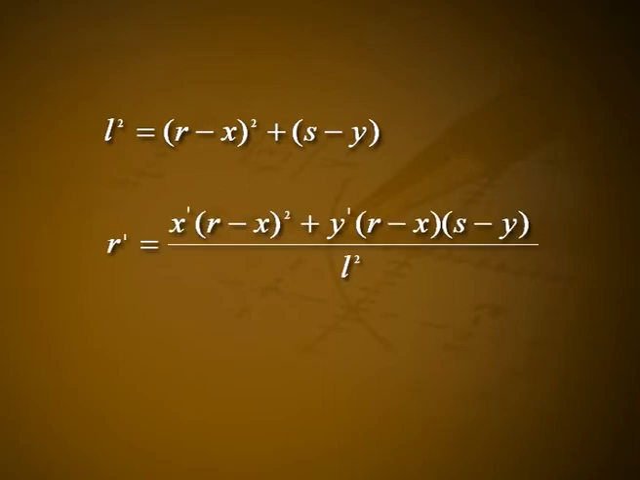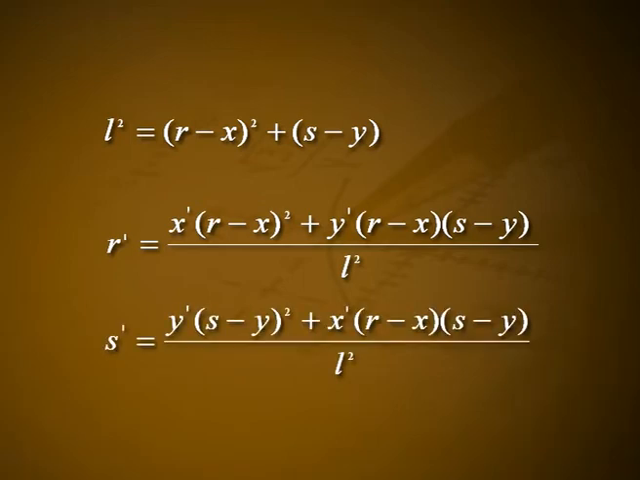Solving for r' and s' and using equation 1a, we obtain r' = [x'(r - x)² + y'(r - x)(s - y)] / L², and s' = [y'(s - y)² + x'(r - x)(s - y)] / L².